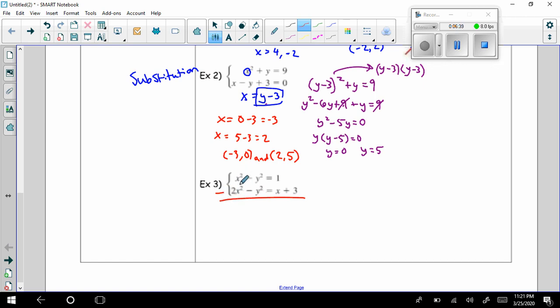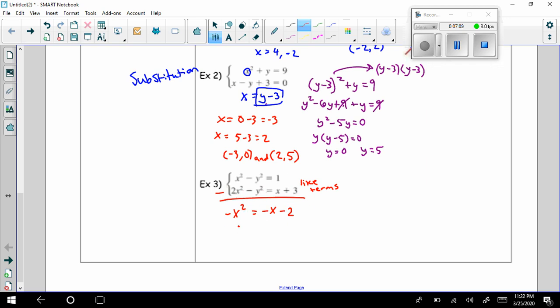x squared minus 2x squared is negative x squared. The y squared can cancel. Think of this as nothing minus x, so I get a negative x, and then 1 minus 3 is negative 2. So remember, you're combining like terms here, even if they're not one over the other. For some reason, that confused some of you guys with long division. So even if it's not lined up, you can only combine your like terms.